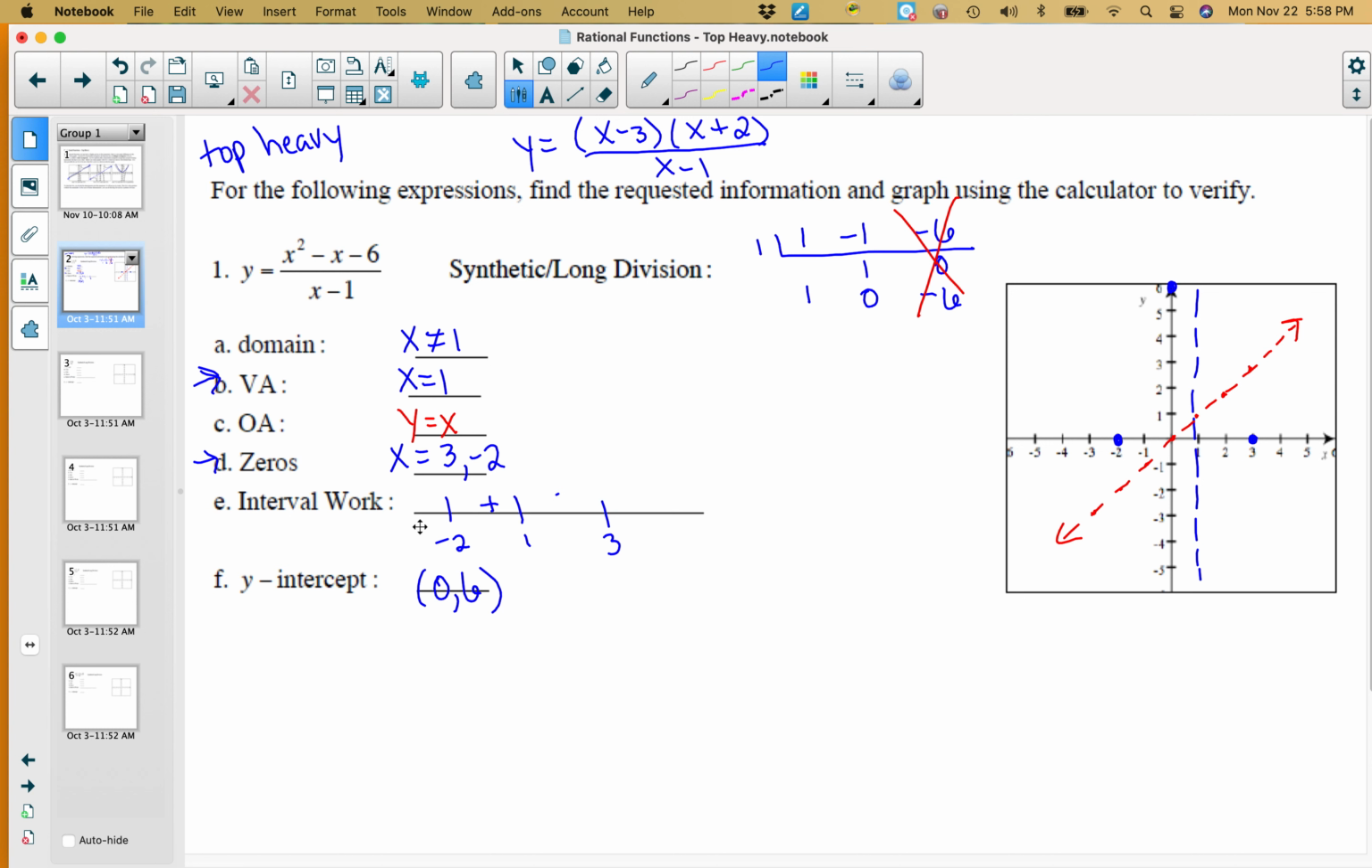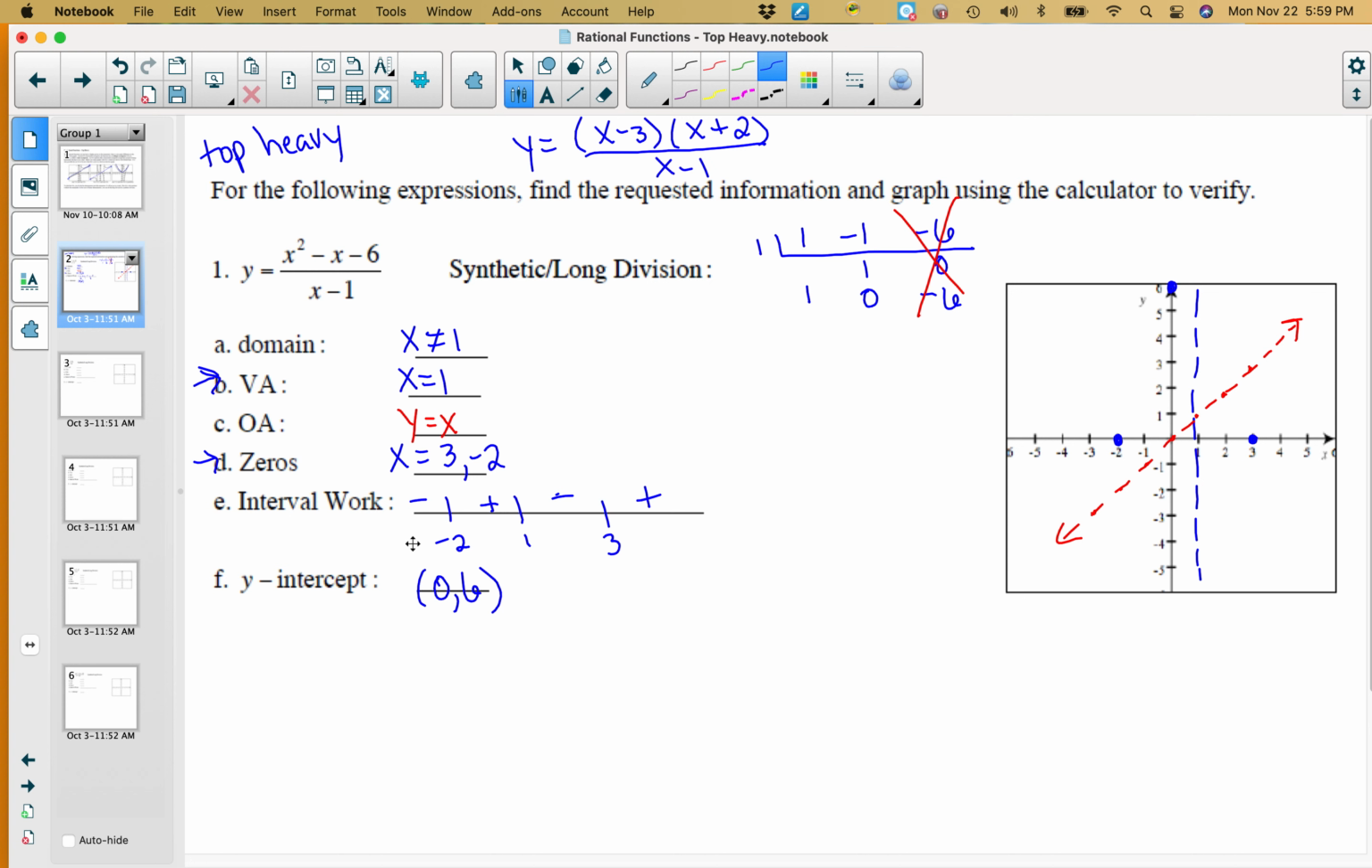So if I plug in something smaller than -2, like a -3, I'm going to have a negative times a negative, so it's positive in the top, negative in the bottom, so it's negative. Plug in a 2, you have a negative times a positive, so it's negative in the top, positive in the bottom. And something like a 4, it's positive in the top, positive in the bottom. And then we're ready to draw our graph.